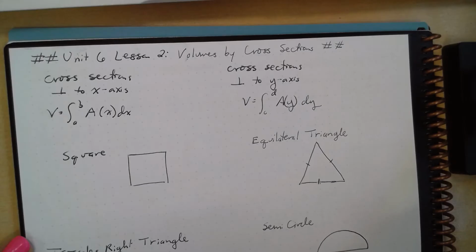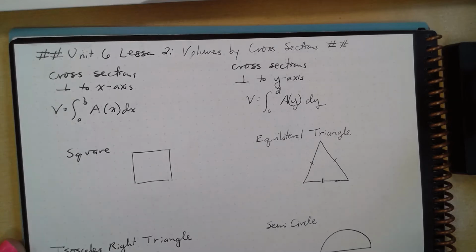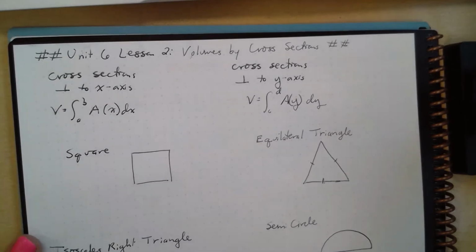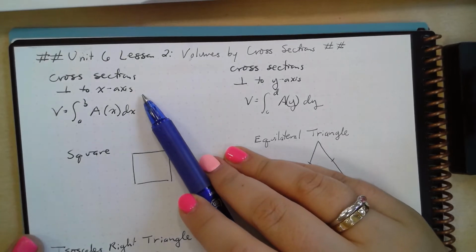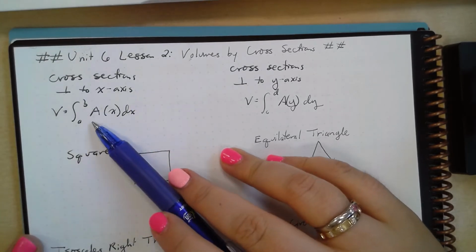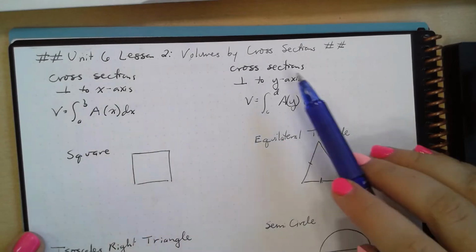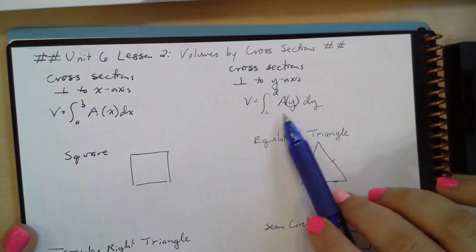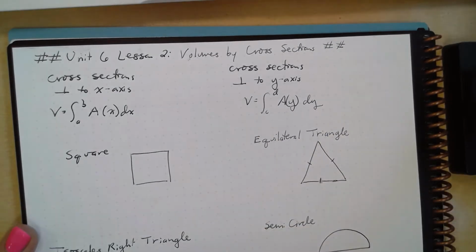So there are two ways. Oh gosh, did it freeze? All right, so there are two ways actually to calculate these cross sections. If they are perpendicular to the x-axis, then the volume is going to be with respect to x, integrated from a to b. And if it's perpendicular to the y-axis, then that volume is integrated from c to d with respect to y. You'll see that as we do that.